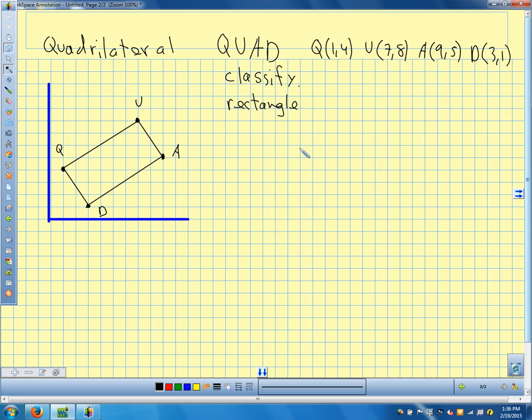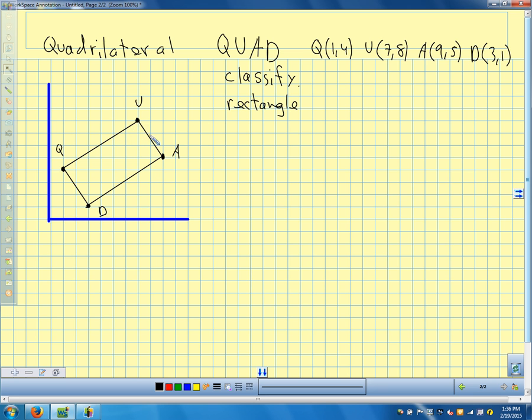It could be. We don't know for sure. So what could we do to decide if it's a rectangle? Check the slope. The slopes of the opposite sides. Yeah. That would tell us whether or not they were parallel or not. And what would the slopes tell us about two sides that were next to each other?